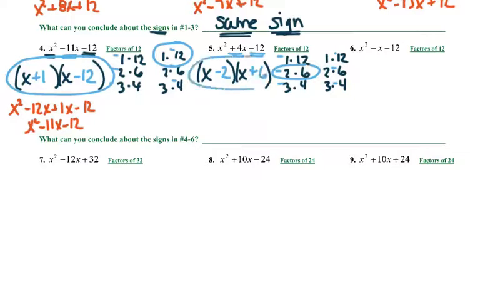And it doesn't matter if you said positive 6, negative 2. Either way, when I check it, I'm going to get x squared plus 6x minus 2x minus 12, or x squared plus 4x minus 12. That's just the check. That's not the answer.